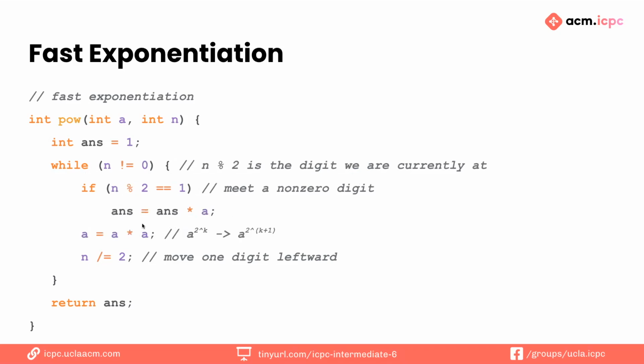And for these 2 lines, we can just write a updated to a times a, because if you square a to the 2 to the k's power, it is equivalent to changing it into a to the 2 to the k plus 1 power. And then you multiply answer by a. Does anyone have any questions here?